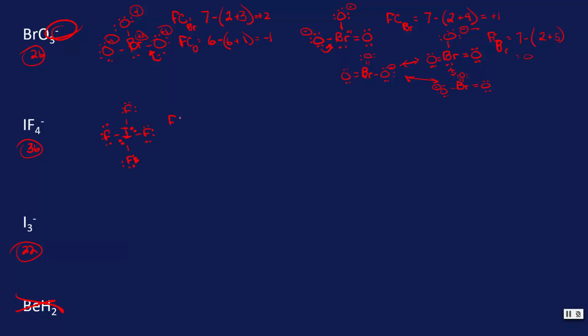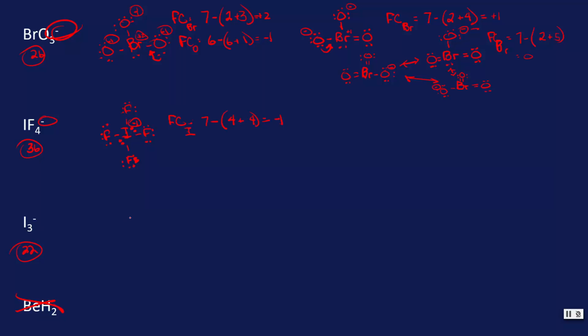Let's check out the formal charge. It's got to be somewhere here because we have a negative, and each of these fluorines are just exactly what they want to be. So let's just check it out for iodine. 7 valence electrons minus 2, 4 non-bonding plus 1, 2, 3, 4 bonds, negative 1. That's where that formal charge is.